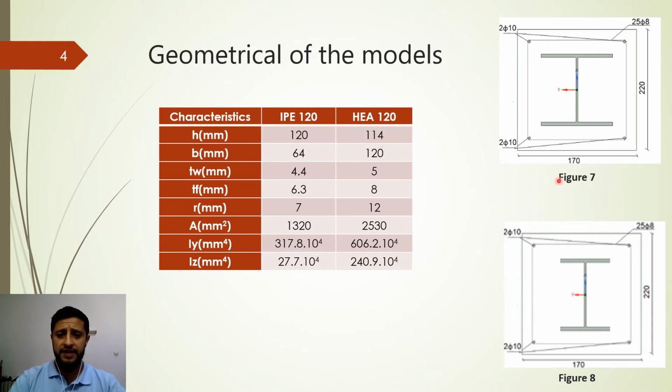Figure 7 is for the specimens of HEA 120, and figure 8 is for the specimens of IPE 120. This table shows the characteristics of both steel sections.